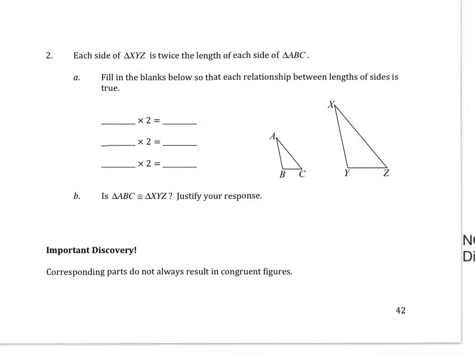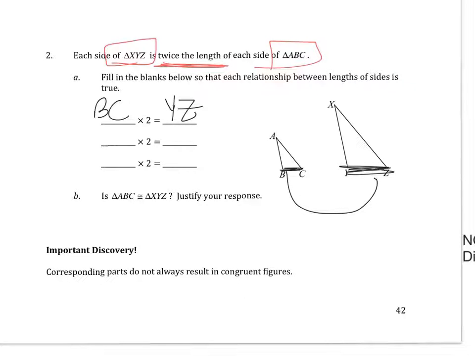It's talking about triangle XYZ, the bigger one, is twice the length of the smaller triangle. So one of the things that we could look at here is BC times 2 is equal to YZ. So this little piece here, if I multiply it by 2, I would get that big piece there. The same thing could be said about the next piece. So we'll go with AB and XY. AB times 2 is equal to XY. And then the last piece, AC times 2 is equal to XZ.